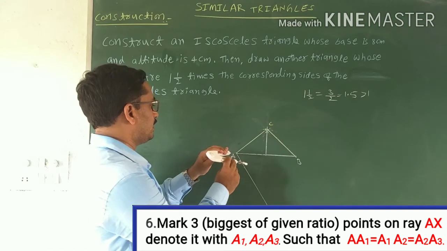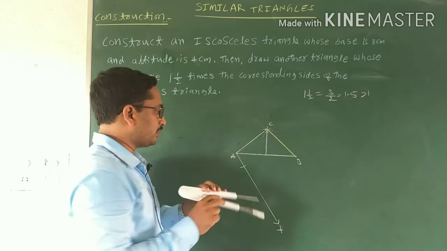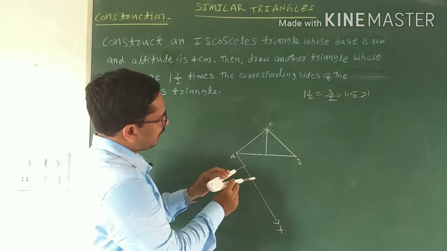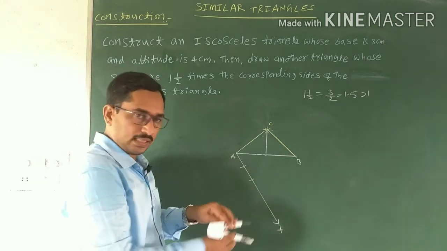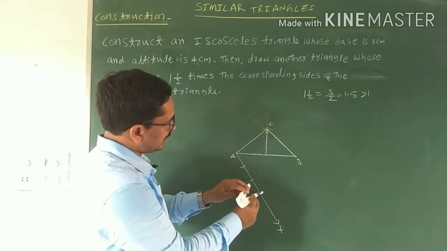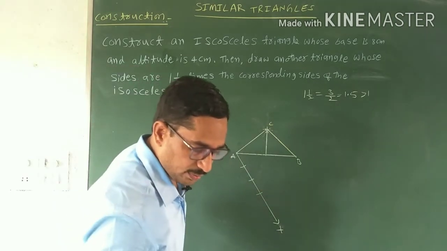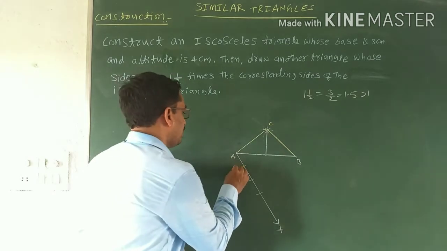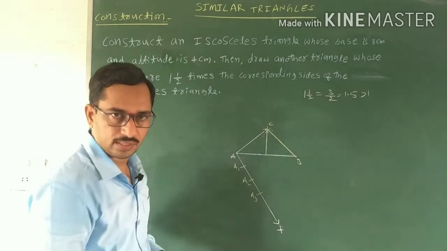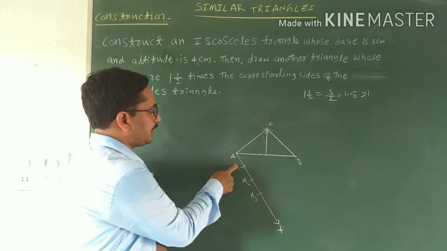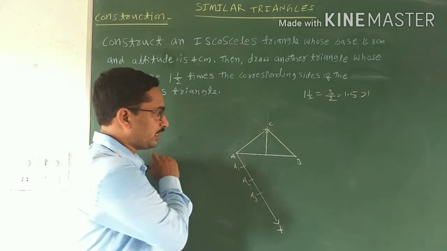Just with the center A, draw a first arc, and with the same length, taking this arc as the center, again draw one more arc. Next, again taking the previous arc as a center, draw one more arc. Now locate these points A1, A2, A3. Look at these points A1, A2, A3. See, the distance A to A1 equals A1 to A2 equals A2 to A3. All these are at an equal distance.